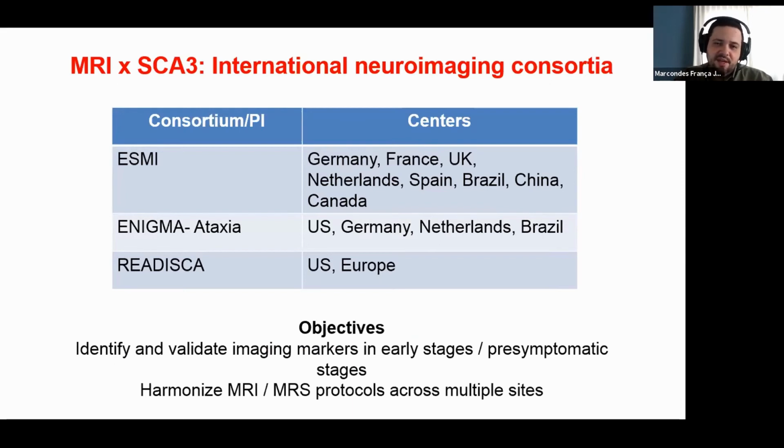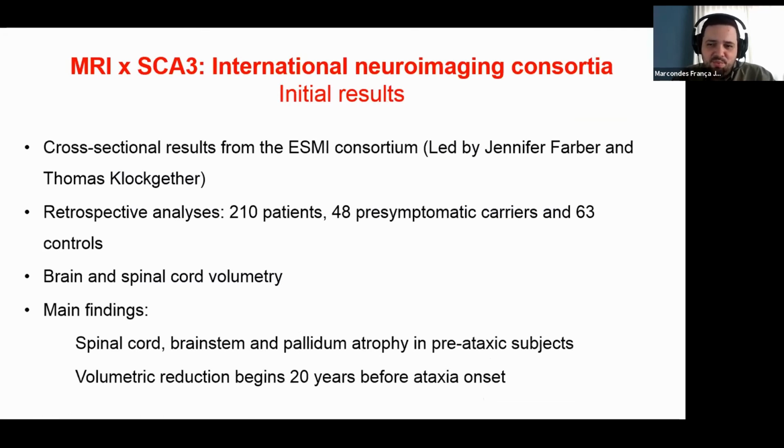And the main focus, I think, is basically 2. To identify and validate imaging markers, especially for patients in the early stages and even in the pre-ataxic stages. And also something which I find quite challenging is to harmonize MRI and MRS protocols across multiple sites and across multiple scanners. So just to give you a flavor of what is going on, I'd like to bring you very initial results from one of these consortia. You're going to see more details in a presentation during this conference.